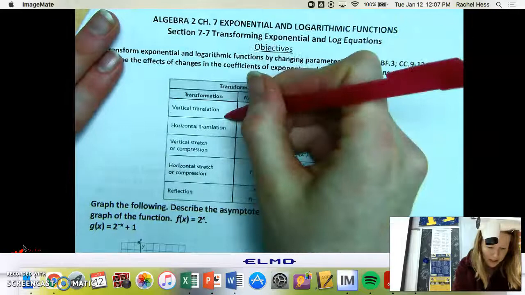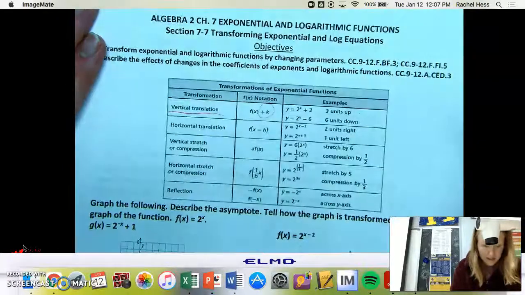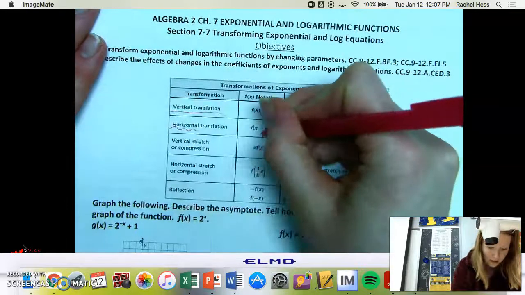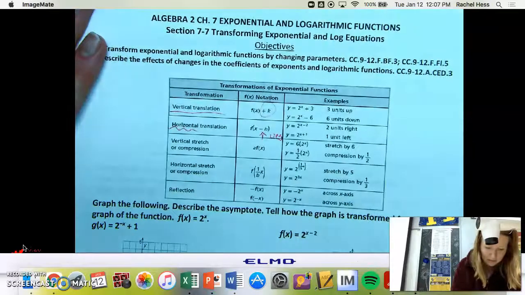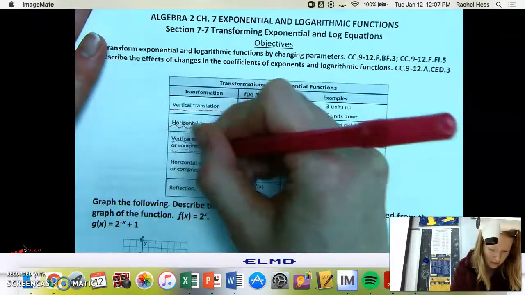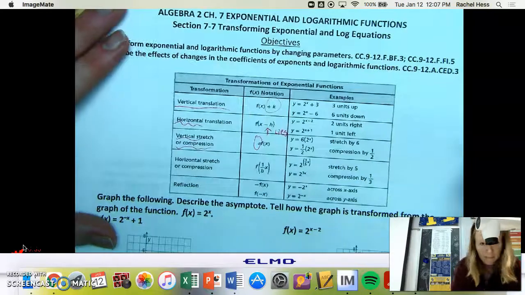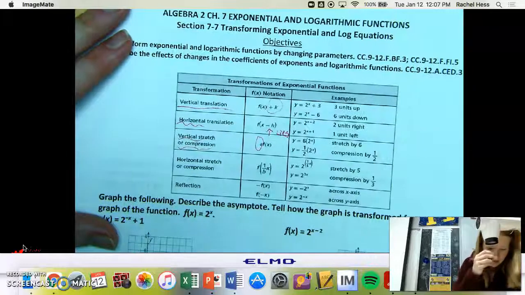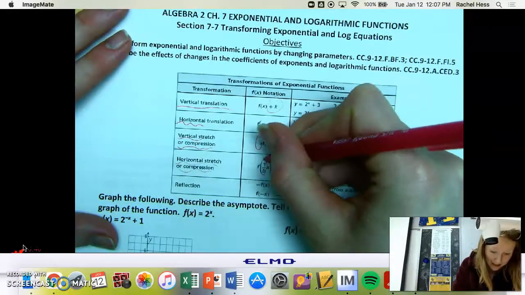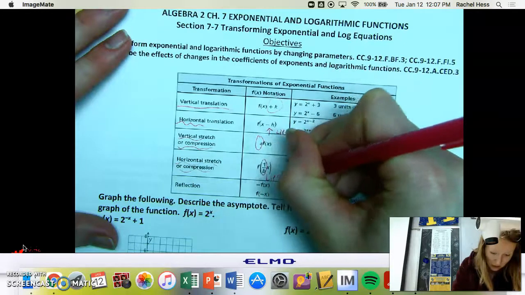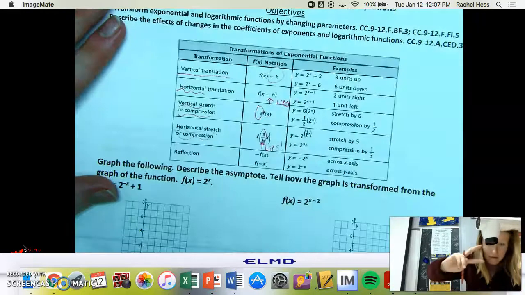Remember, vertical translations are adding and subtracting on the outside of our function. When it's horizontal, your transformation goes on the inside and it lies. Once again, vertical stretch or compression, it goes on the outside and it's just the normal number when you're multiplying. And then a horizontal stretch or compression, that's multiplication, but it's on the inside. And once again, it lies to you this way. It lies by using the reciprocal, so you have to flip that factor.